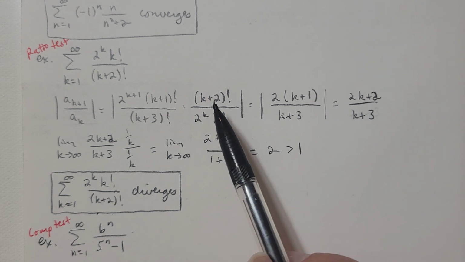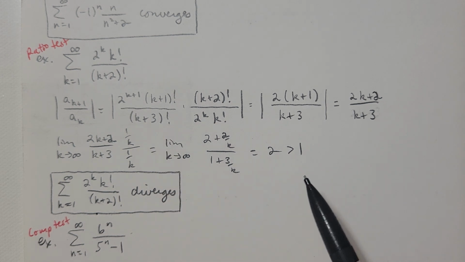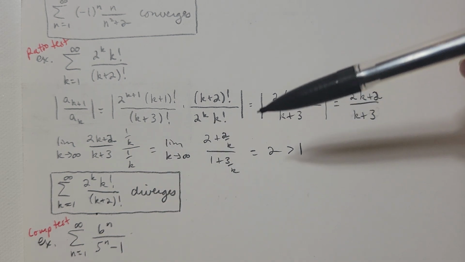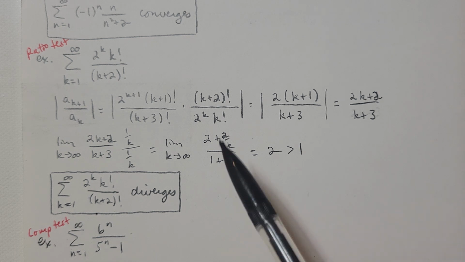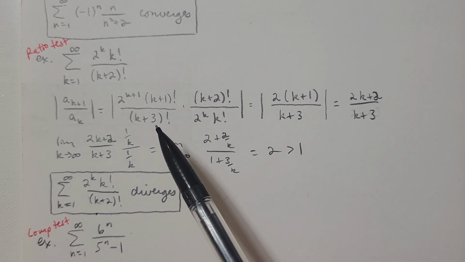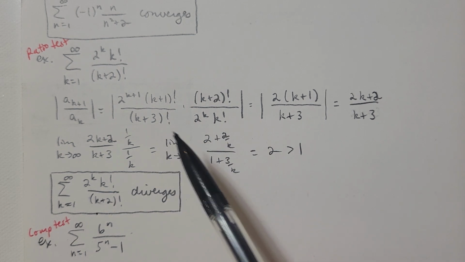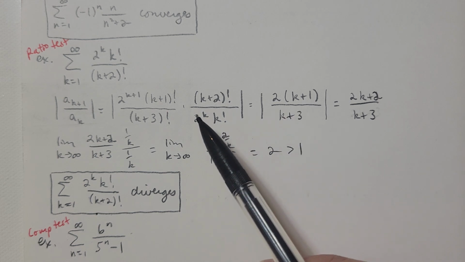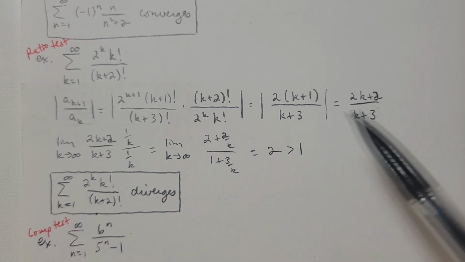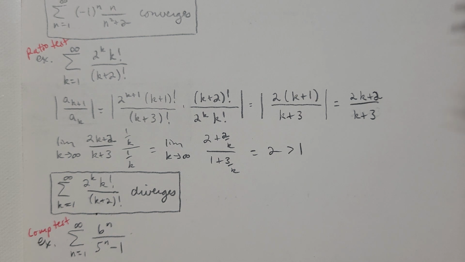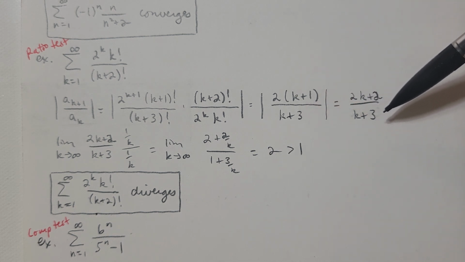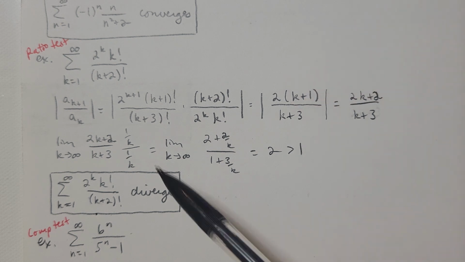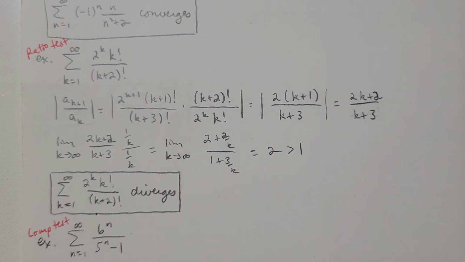And I've got (k+2)! divided by (k+3)!. Okay, (k+2)!, that's the same as (k+2) times (k+1) times k times (k-1) times (k-2), etc. And when I cancel those, I'm going to be left with just a k+3 term in the denominator there, because all (k+2)! of these terms cancel. So that gives me (2k+2)/(k+3). I can lose the absolute value bars. k is already a positive number.